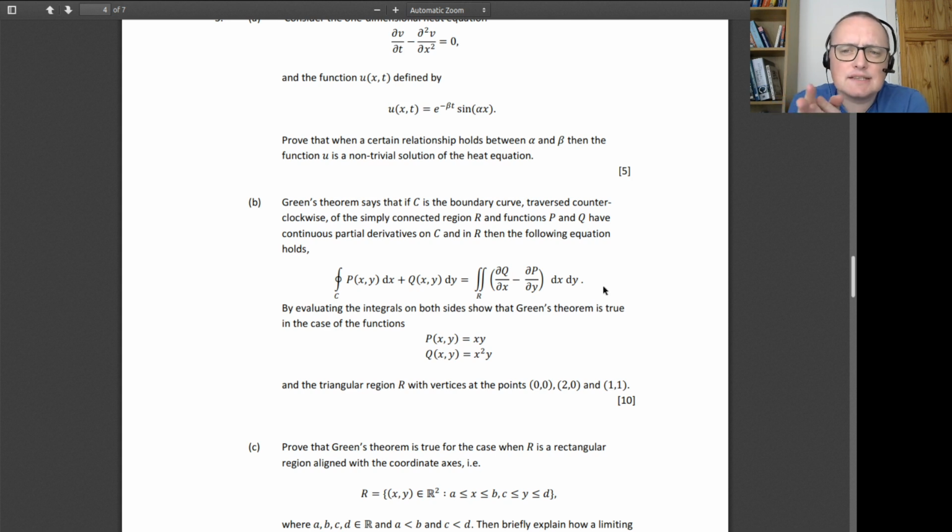Now it's important to realize that we aren't being asked to give the proof of the general theorem here. We're merely being asked to verify it in the special case of this pair of functions P and Q. So P of x, y is the product x times y, Q of x, y is x squared times y, and the region we're talking about is the triangular region with those three vertices, the origin, (2, 0) and (1, 1).